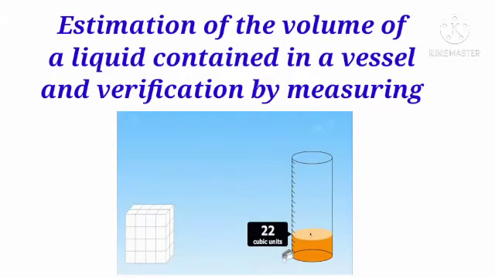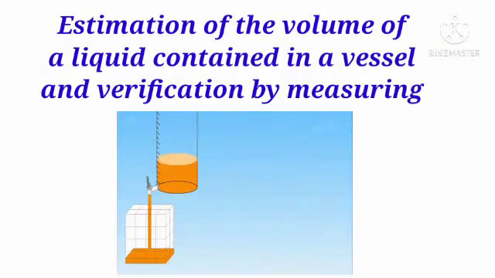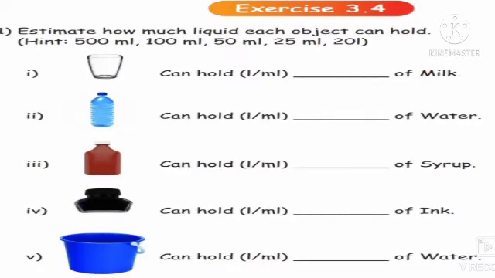Estimation of the volume of a liquid contained in a vessel and verification by measuring. See exercise 3.4 under the topic estimation of the volume of a liquid contained in a vessel and verification by measuring. Now children, here the first problem is to estimate how much liquid each object can hold. Hint: 500 milliliters, 100 milliliters, 50 milliliters, 25 milliliters and 20 liters.